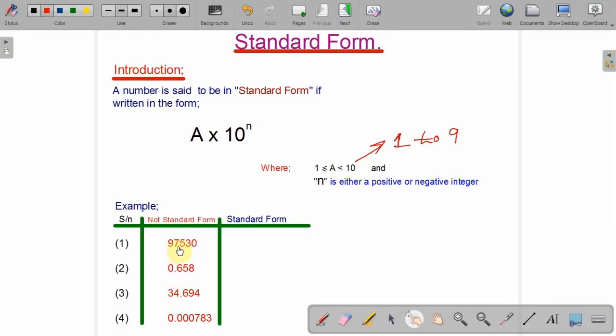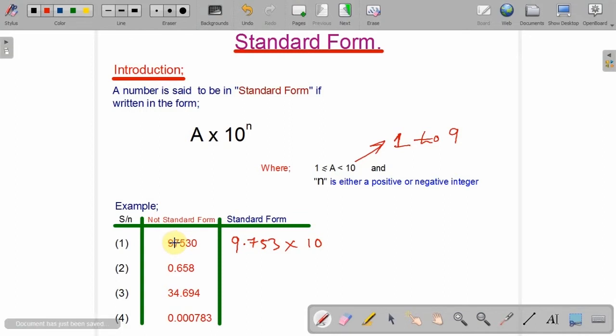We have 97,530. To convert this to standard form, remember we said a times 10 to power n, which means we are going to express it in this form: 9.753 times 10 raised to power. What am I going to put here? That is what you need to know, it is important in standard form.